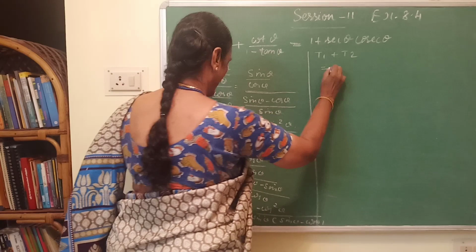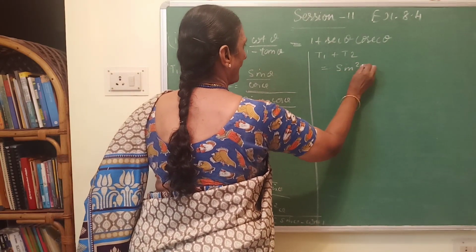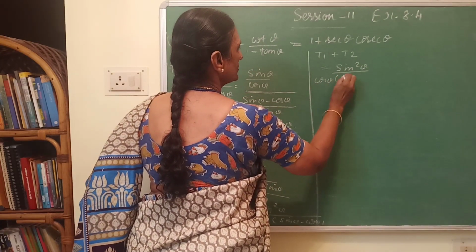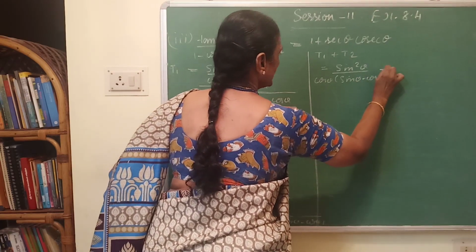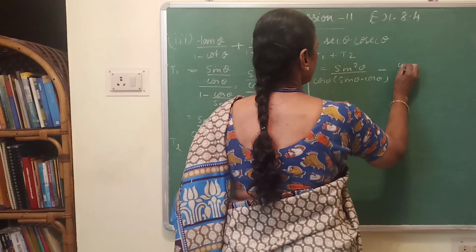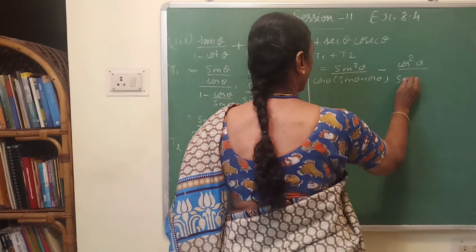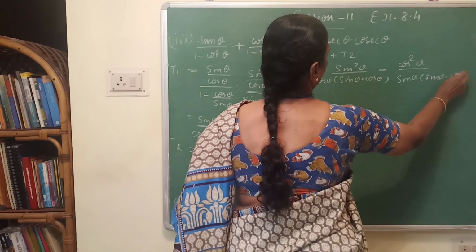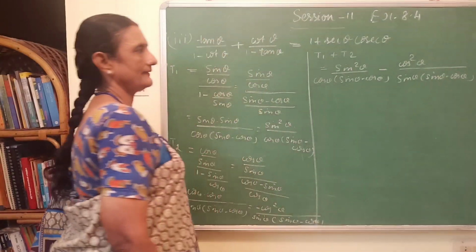We are getting sin square theta divided by cos theta into (sin theta minus cos theta), and the negative sign comes here. For combining both the terms, you will get cos square theta divided by sin theta into (sin theta minus cos theta). It will come like this.